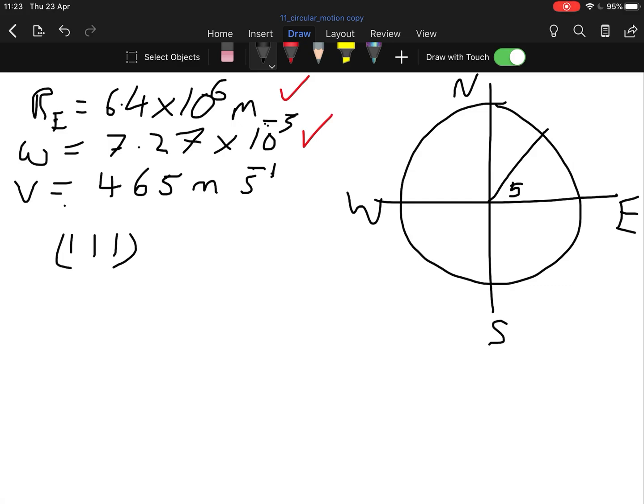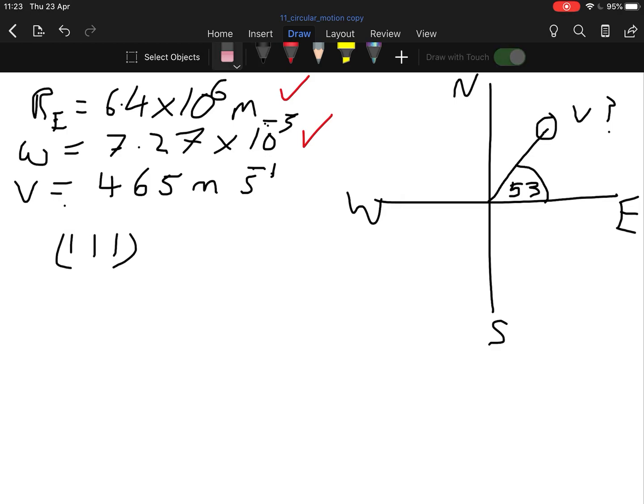Okay. What did I say? 53 degrees north. So basically we're going up here at 53. And we're asked, there's an object here. Now find its linear speed up here. Okay, find v up here. All right, how do we do it? Any ideas?